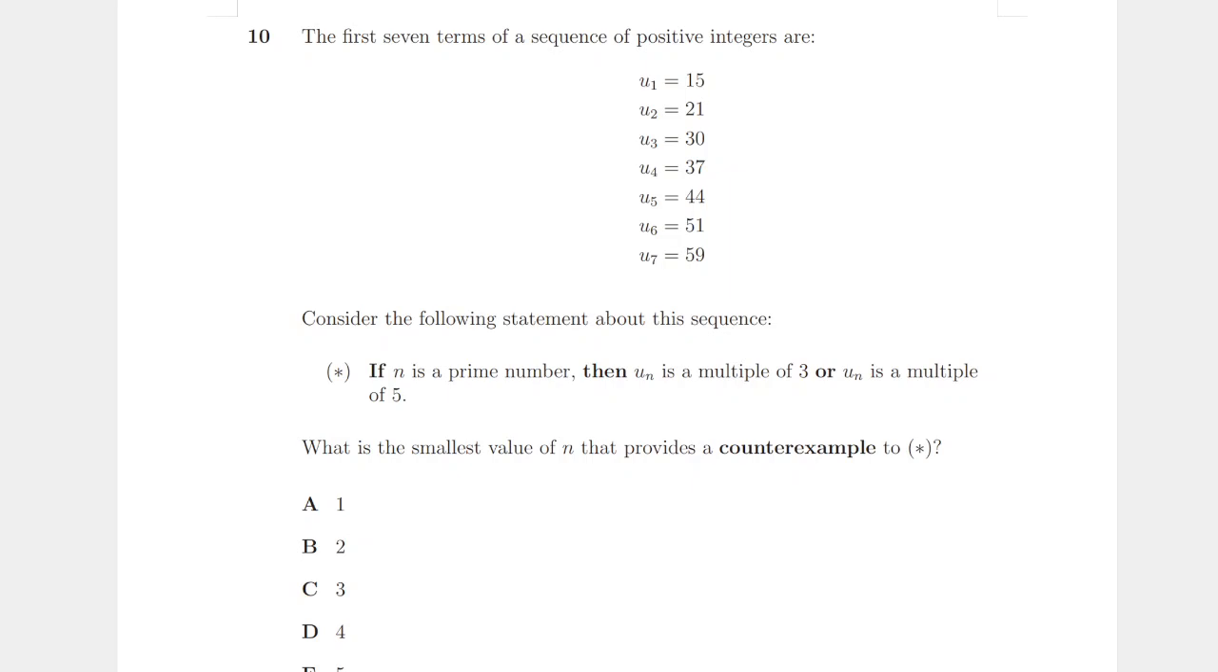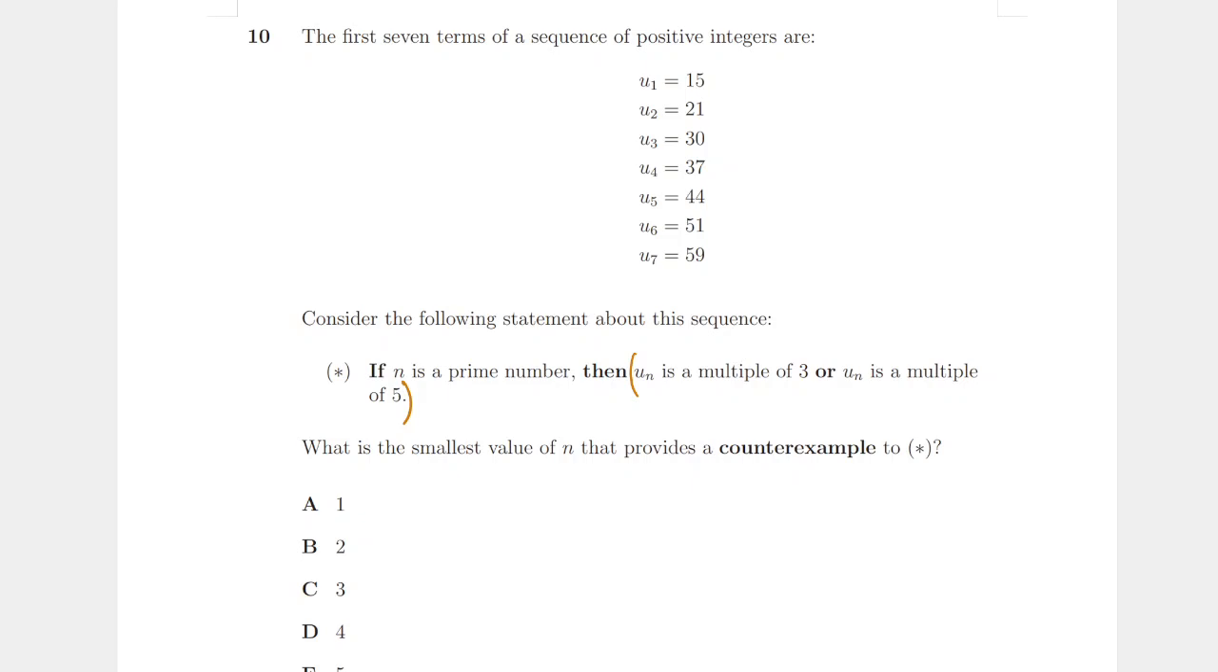All right, consider the following statement about this sequence. If n is prime, then u_n is a multiple of 3 or u_n is a multiple of 5. This structure is really similar to question 4. Again, there's a complication of "or" in between, so you could think of invisible brackets there. What is the smallest value of n that provides a counterexample to start?